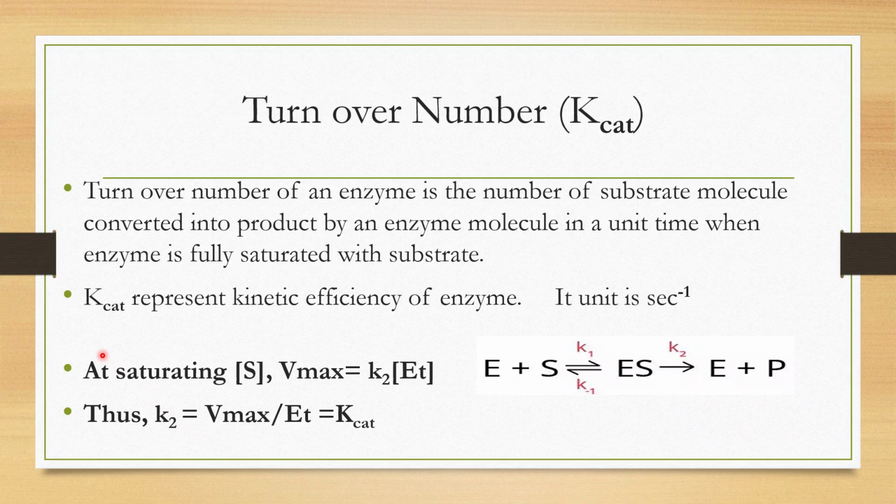Now let's understand by mathematical equation. At saturating substrate concentration, Vmax is equal to K2 into ET, where ET is the total enzyme concentration. Or you can say K2 is equal to Vmax divided by ET, which is equal to Kcat. So Kcat is equal to Vmax divided by ET. This equation represents the turnover number. Turnover number is the number of molecules of substrate converted to product per unit time when the enzyme is fully saturated with substrate.